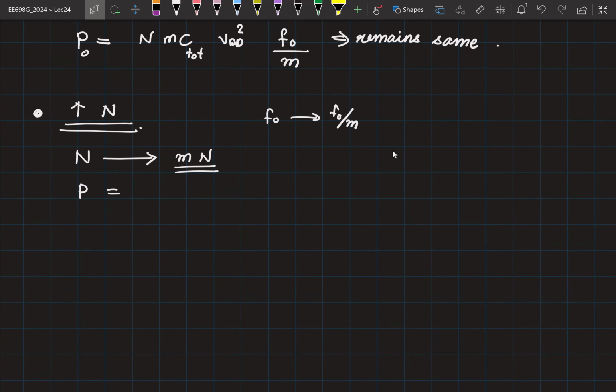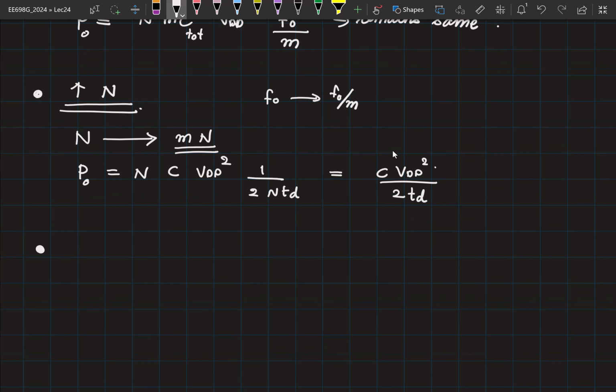How does the power change? So let's start with the expression for P0. This was equal to N times C VDD square F0. How do you think the power should change? M times, okay, but F0 can be written as 2 by N times TD, right? So this becomes C VDD square by 2 times TD. Your power expression is independent of the number of stages. So the power remains the same.